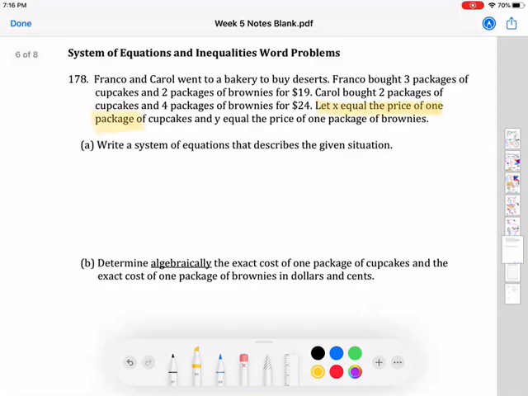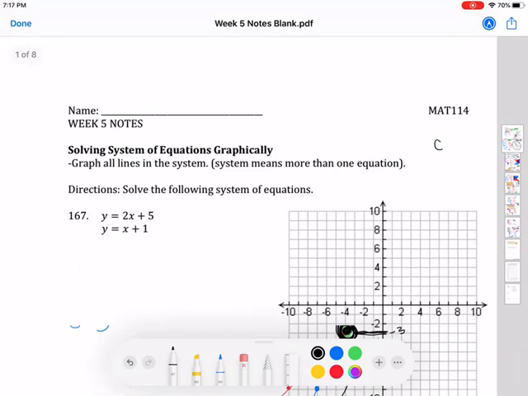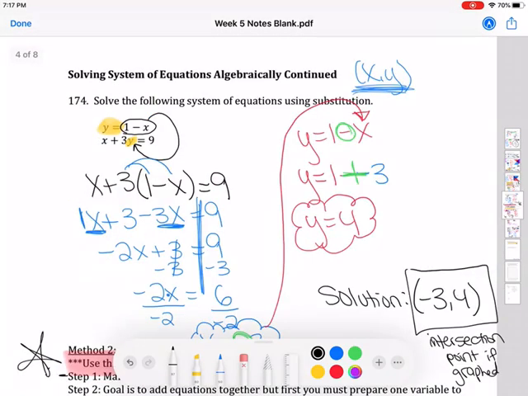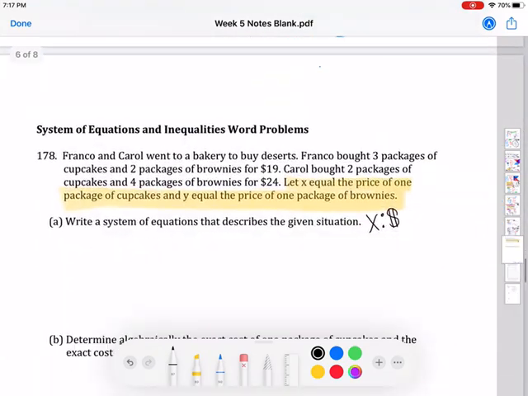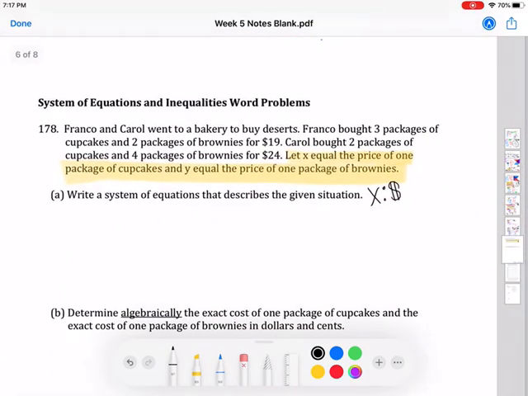Before we even dig into writing these equations, I want you to somewhere state this off to the side a little bit simpler. So x is the price for cupcakes. Got to do it at least a couple times in each video. So x is the price for cupcakes. And y is the price for brownies. Okay, so that's that whole highlighted sentence simplified.